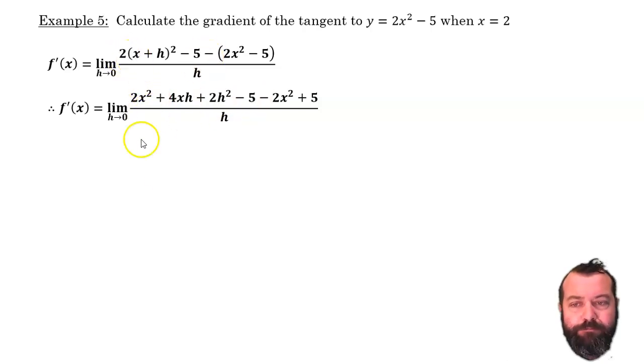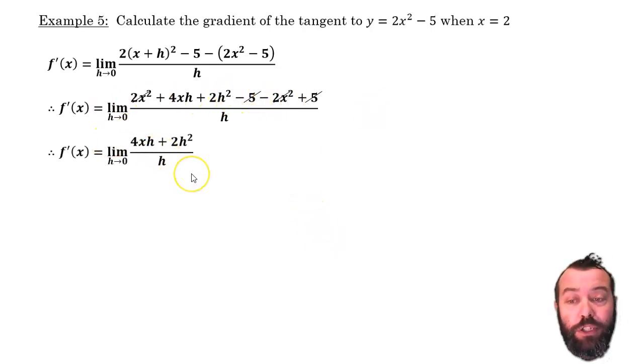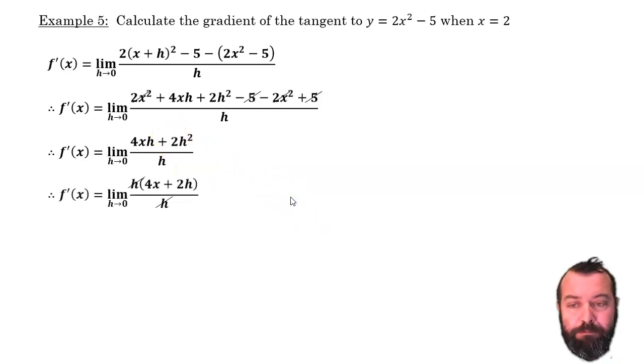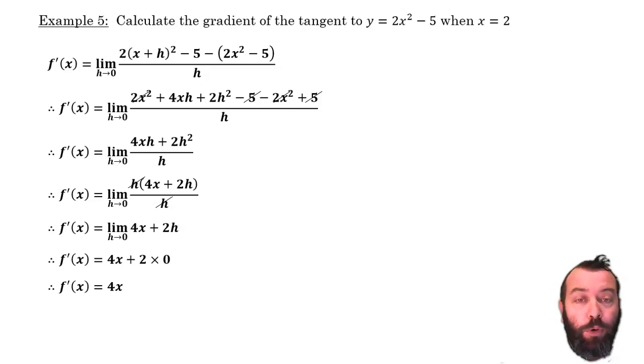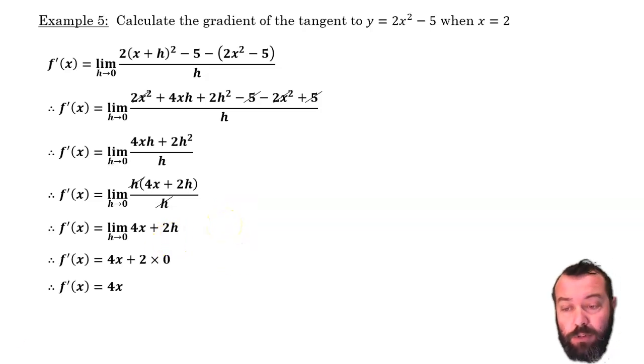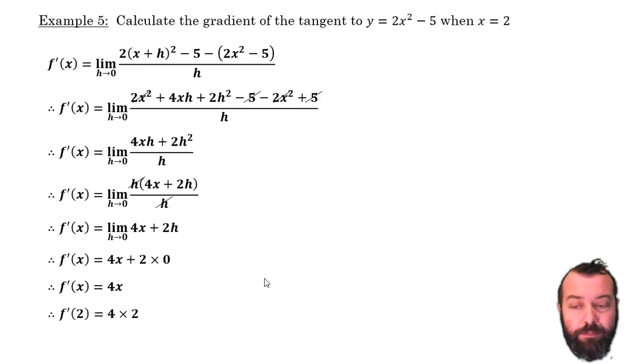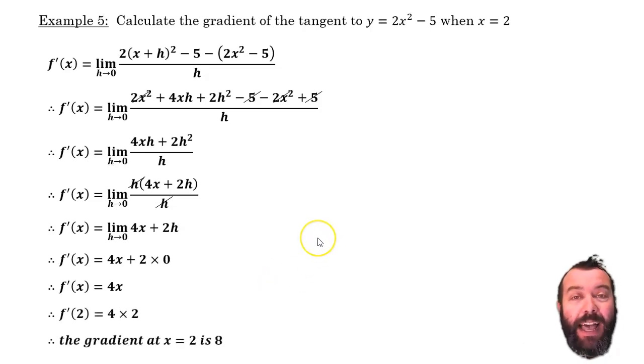So we expand that out. Now we tidy that up again. The 2x squareds cancel out, the 5's cancel out, and I'm left with 4xh plus 2h squared, over h. Factorise the h's, get rid of them, and I'm left with 4x plus 2h, and I can substitute h equals 0 now because it's not the denominator anymore. And I get 4x plus 2 lots of 0, which is, of course, just 4x. So my derivative is 4x, and that means for the gradient of the tangent at x equals 2, I substitute 2 into that. 4 times 2, so the gradient is 8.